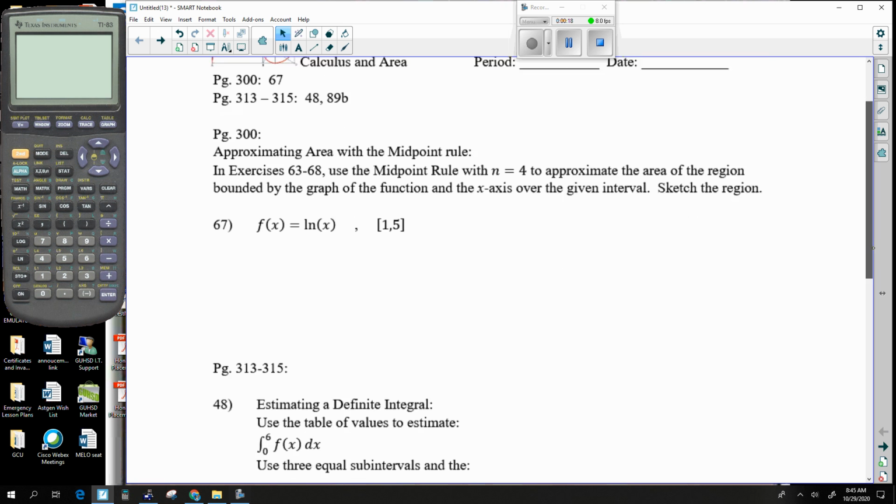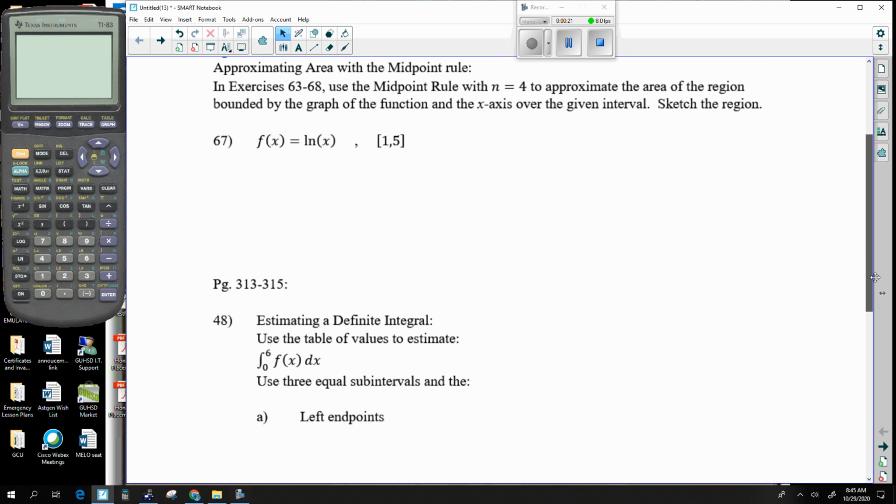So this very first question is asking us to approximate using the midpoint. So it says use the midpoint rule with n equal to 4. That's the different, quote unquote, subintervals. I'll show you what that means. So with n of 4, to approximate the area of the region bounded by the graph of the function and the x-axis over the interval.